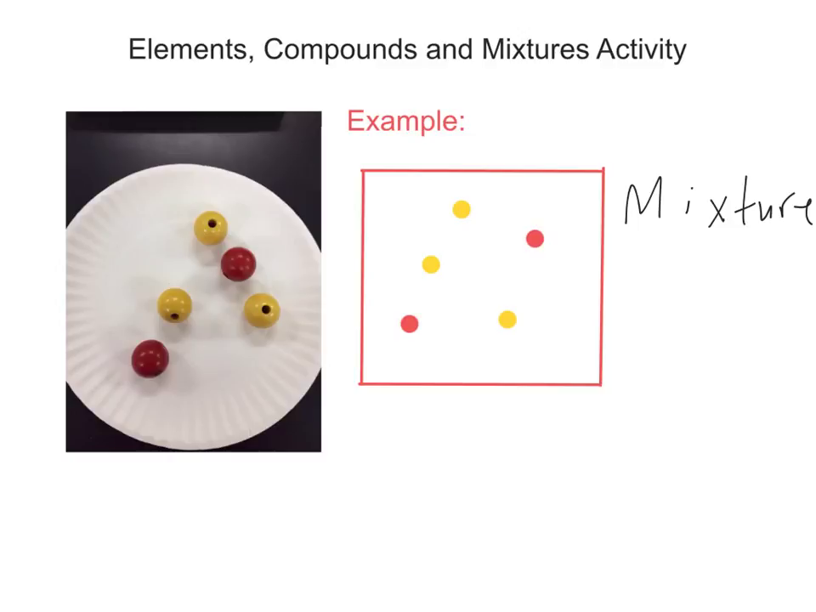And now the next thing we want to do is we want to write these elements, compounds, or mixtures as if they were actual elements and write their formula. So we're going to use the letter of the color to represent the symbol for that particular element. So we have 3 yellow atoms, so we would say 3Y, Y for yellow. And we have 2 reds, so we would say 2R.